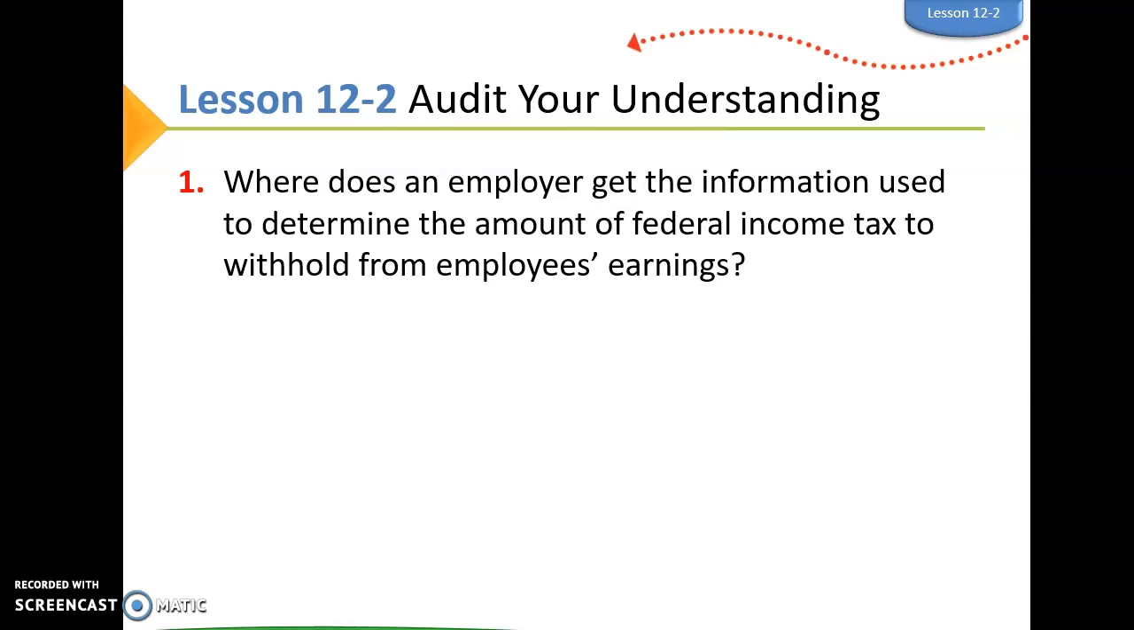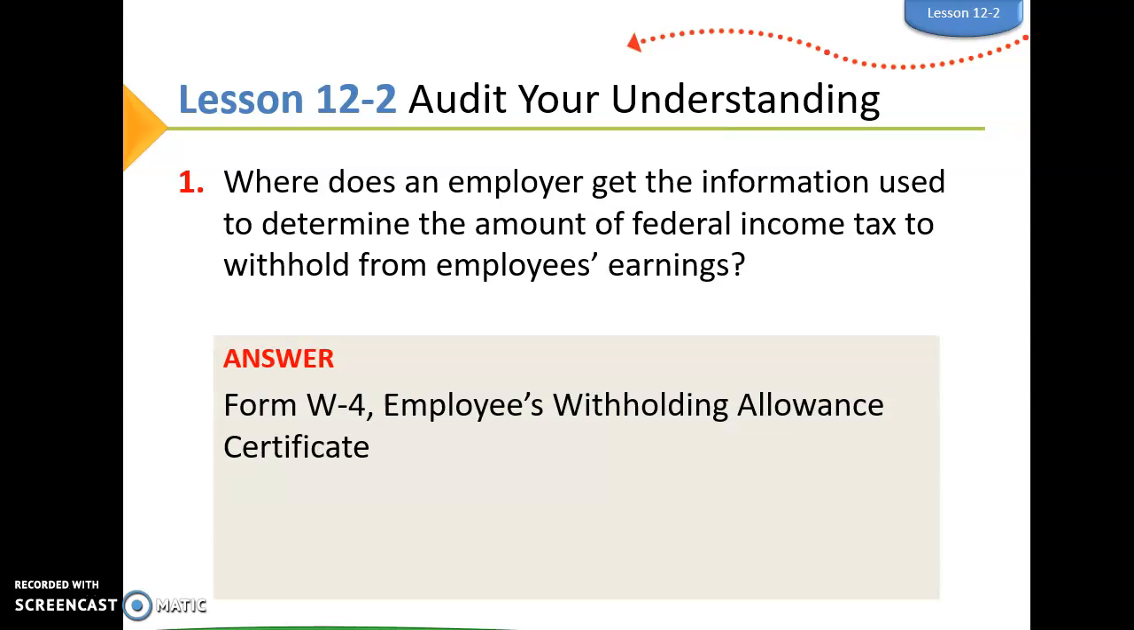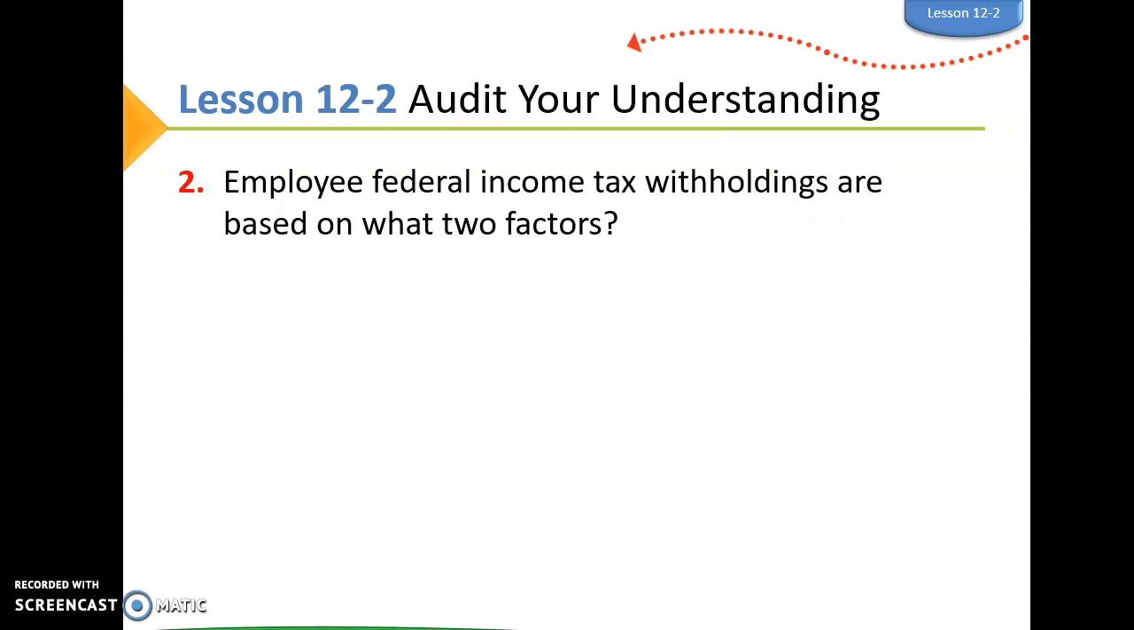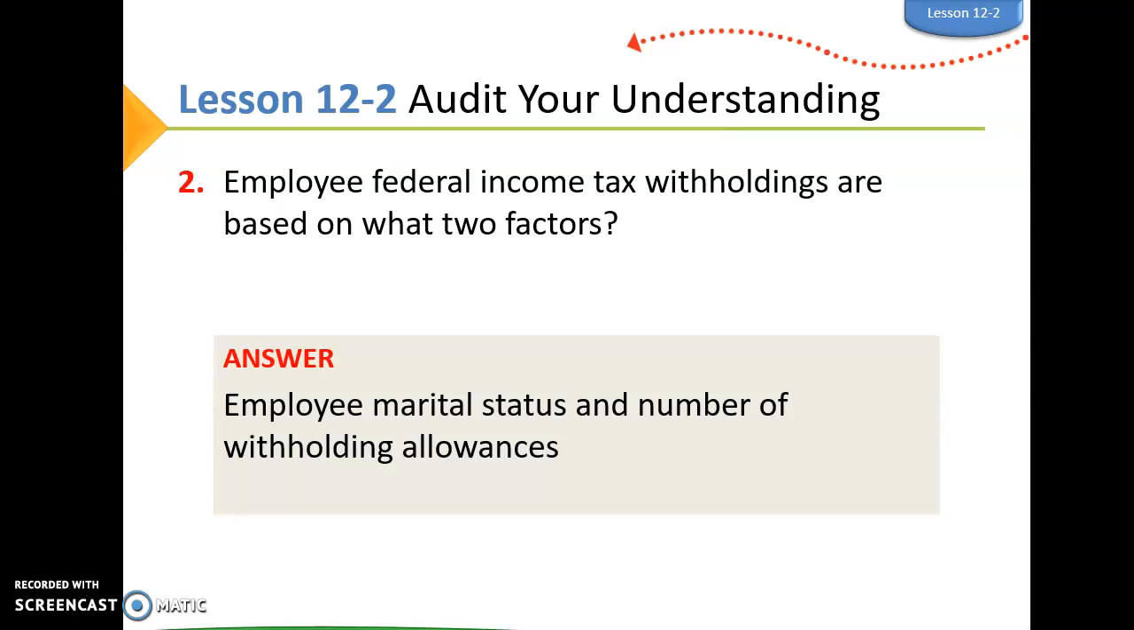Where does an employer get the information used to determine the amount of federal income tax to withhold from the employee's earnings? So what form do they look at? They look at that W-4, the Employee's Withholding Allowance Certificate. So if you start a new job and they don't ask you to fill out a W-4, you should be saying, I need to fill out a W-4. Employee federal income tax withholdings are based on what two factors? The marital status and the number of withholdings. So those are the two things you will put on the W-4.